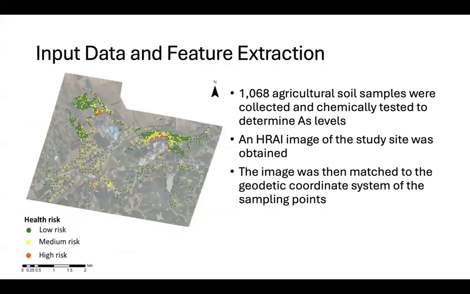During the input data and feature extraction steps, 1,068 agricultural soil samples were collected and chemically tested to determine arsenic levels. An HRAI image of the study site was obtained, and the image was then matched to the geodetic coordinate system of the sampling points to yield this image.